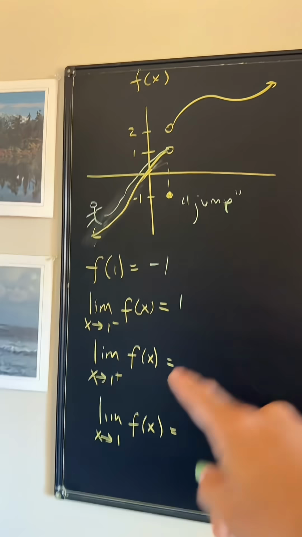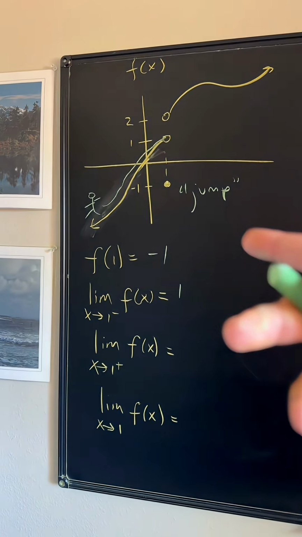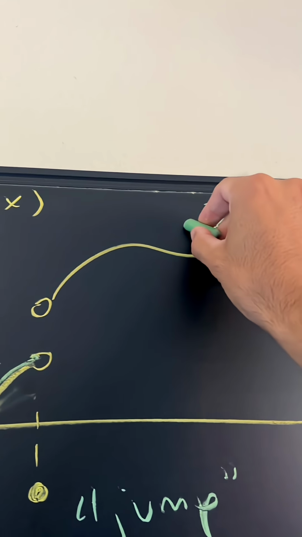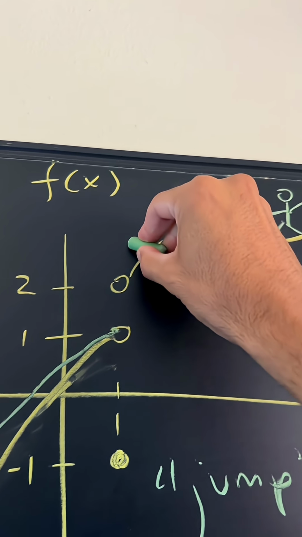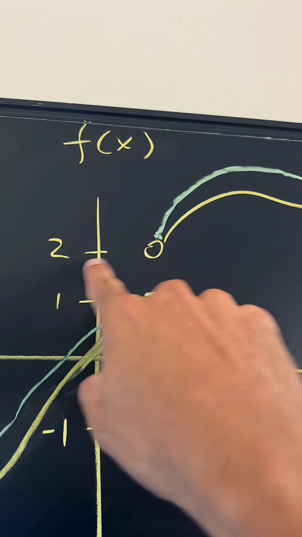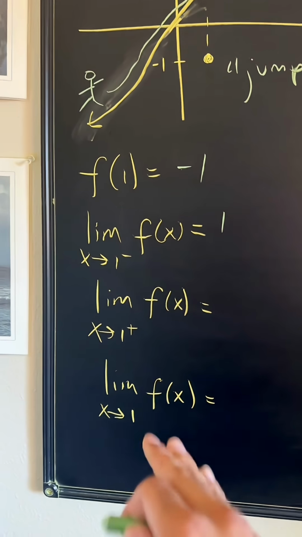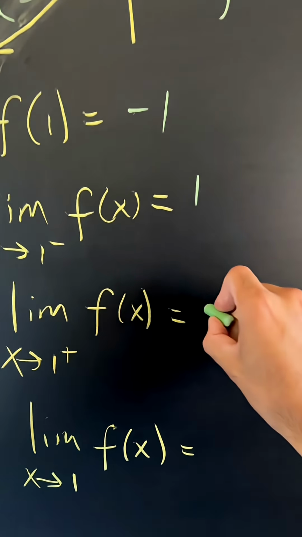Well, we're going to do the same thing for the limit as x approaches 1 from the right. Just imagine I'm over here. This is me, and I'm coming from the right side. Here I come, guys. And what am I approaching? The y value that I'm approaching is 2. Therefore, the limit as x approaches 1 from the right side is going to be 2.